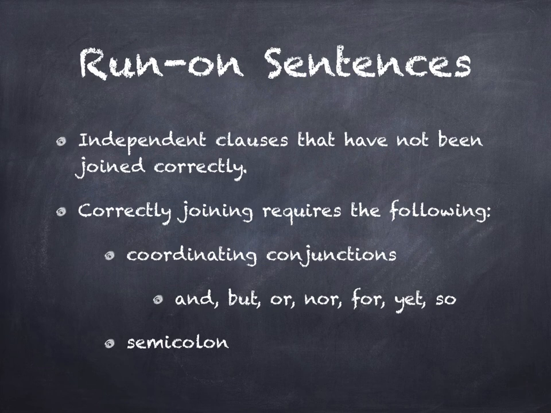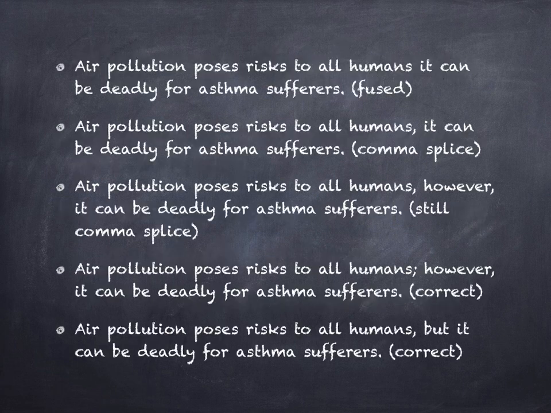Now let's look at run-on sentences. Independent clauses that have not been correctly joined are run-on sentences. Correctly joining requires that you do the following. Use coordinating conjunctions such as and, but, or, nor, for, yet, and so. Or you could use a semicolon to correctly join run-on sentences.